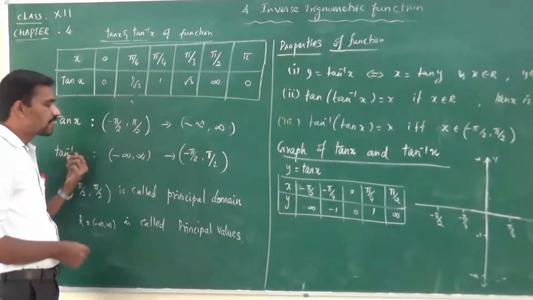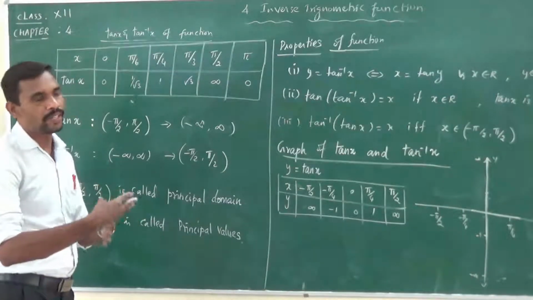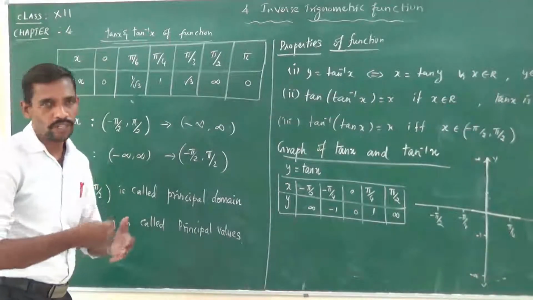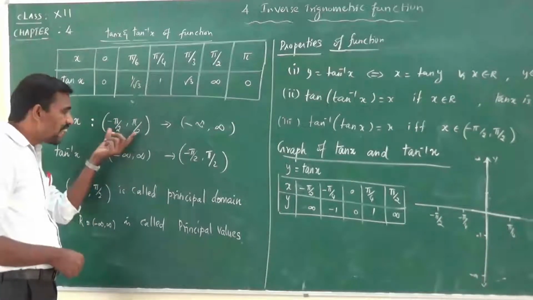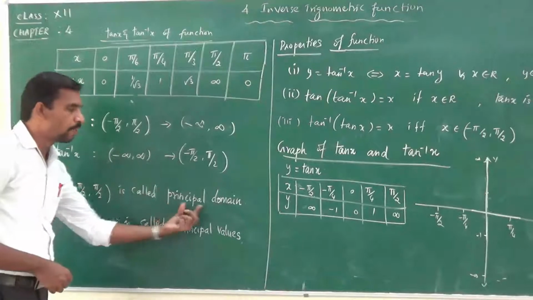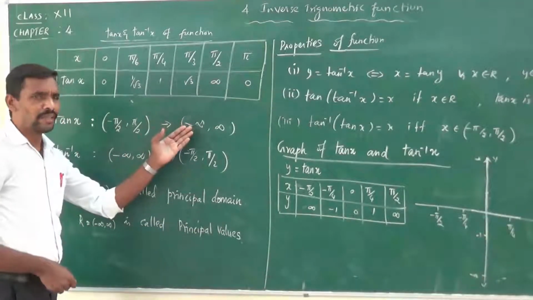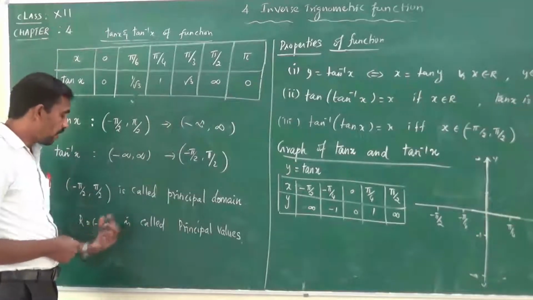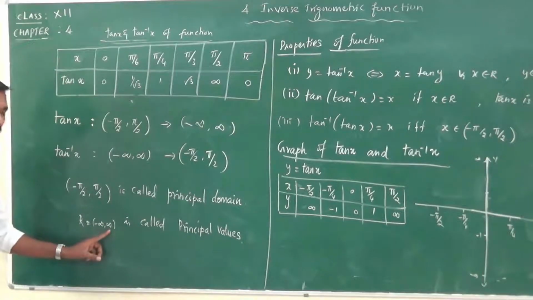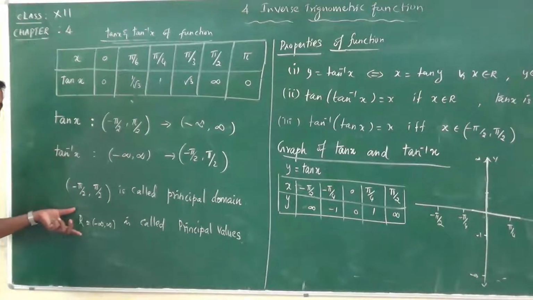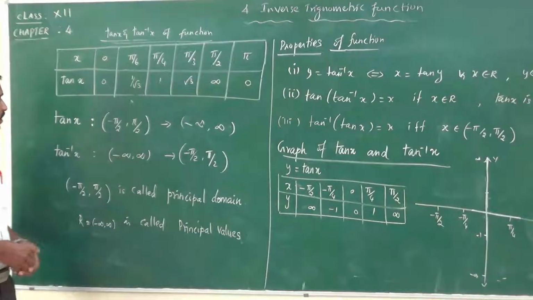Then tan x and tan inverse of x, both are what? Invertible, that means bijective, 1 to 1 and onto. This particular interval minus pi by 2 to plus pi by 2, this restricted domain, is nothing but the principal domain. So this is the domain. Then what about the range? Minus infinity to plus infinity. That is nothing but the principal values. This minus infinity to plus infinity is nothing but R, the real numbers.